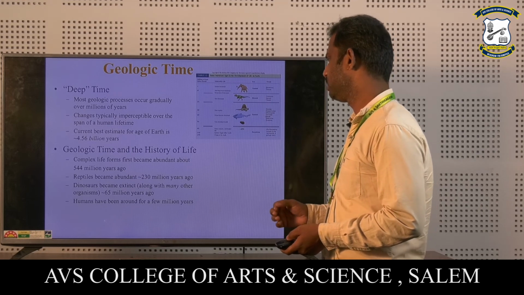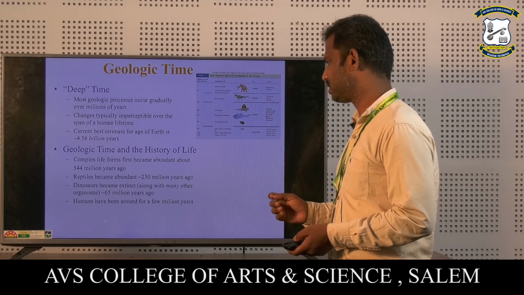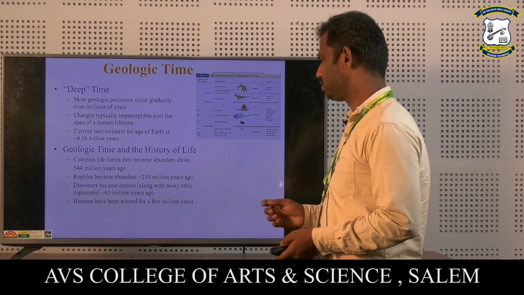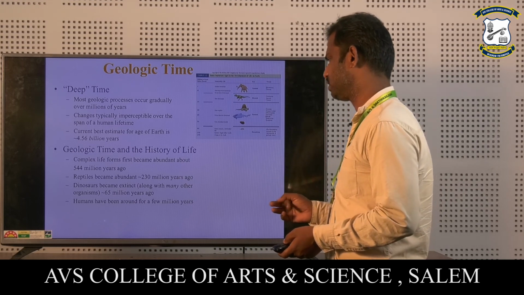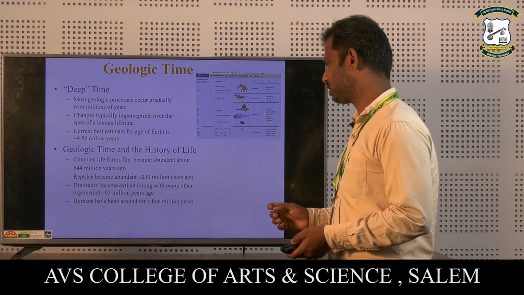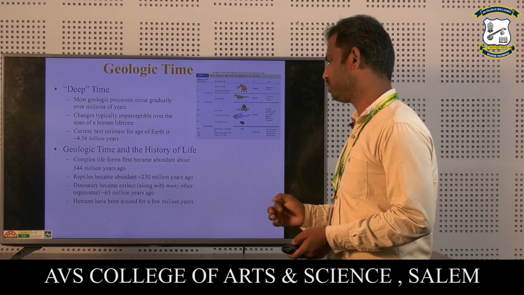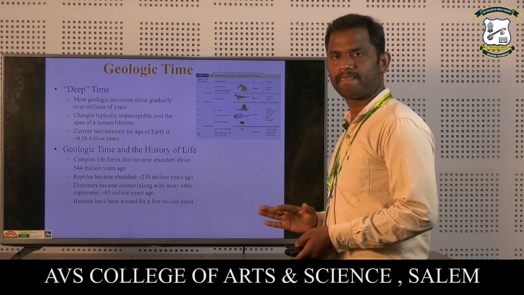Geological timescale and the history of life: complex life forms first became abundant about 544 million years ago. Reptiles became abundant 230 million years ago. Dinosaurs became extinct, along with many other organisms, 65 million years ago. Humans have been around for a few million years.